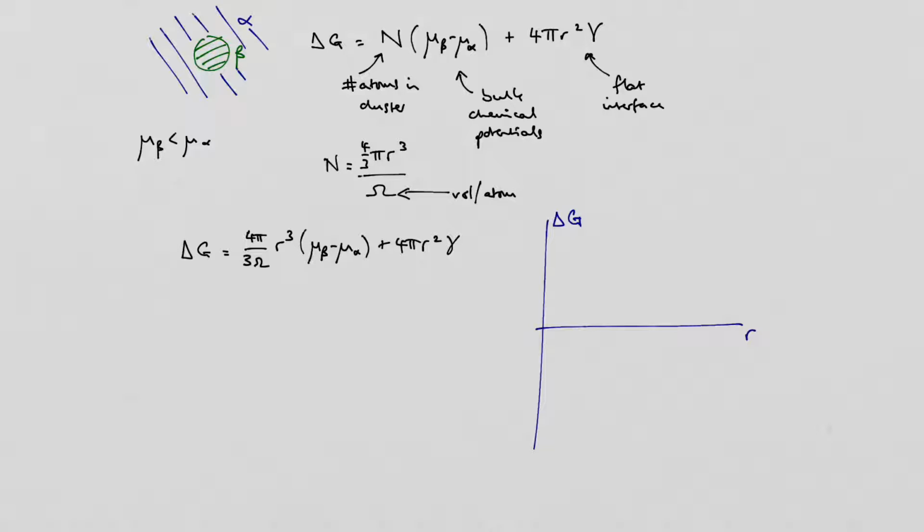So the point is that there is a negative term that goes cubic in R, proportional to R cubed, that is from the bulk term, and then proportional to R squared is the surface term. One is negative, one is positive. So put them together, and as ever, I've drawn this badly. Okay, it will do something like this.